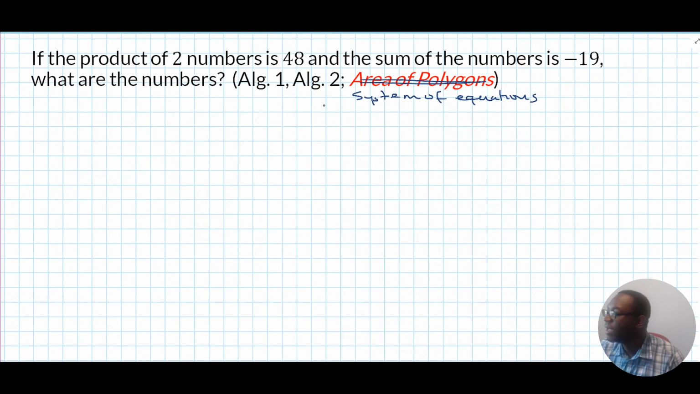Okay, let's go ahead and try. Let me show you how to go about this. The easiest way to think about this type of problem is, let's assume that our numbers are x and y.